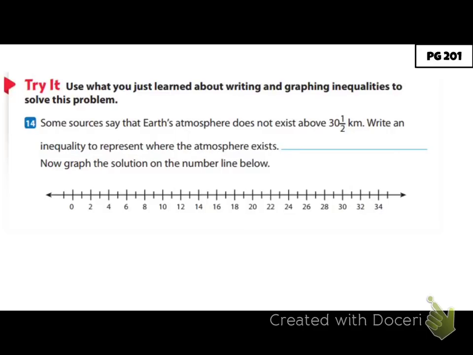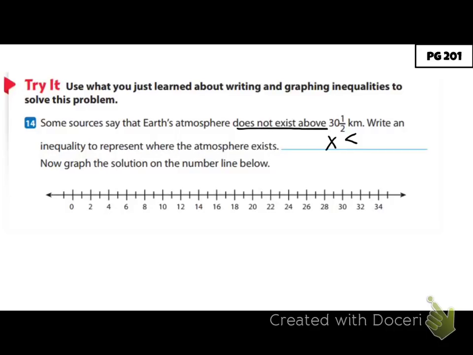Okay, so now let's look at this. It says some sources say that the Earth's atmosphere does not exist above 30.5 kilometers. Write an inequality to represent where the atmosphere exists. Now, graph the solution on the number line below. So if it does not exist above, that means it would have to be below. So, since we know it's not above, we know it's going to be less than. And we have our x to represent the actual kilometers. So we have some number of kilometers has to be less than 30.5.